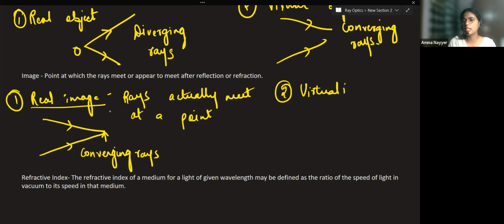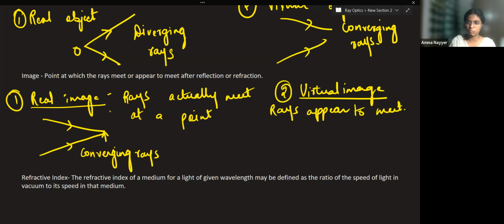Then you have virtual image. The way we had the concept of virtual object, here virtual image will also exist. Now here rays just appear to meet. They are actually not meeting. Whenever you have the term virtual, get it in your mind: this is actually not happening. Something is happening in compensation of the other thing. So rays appear to meet.